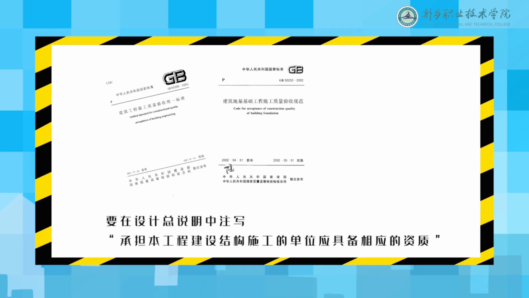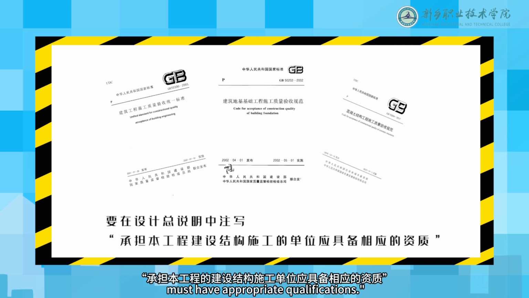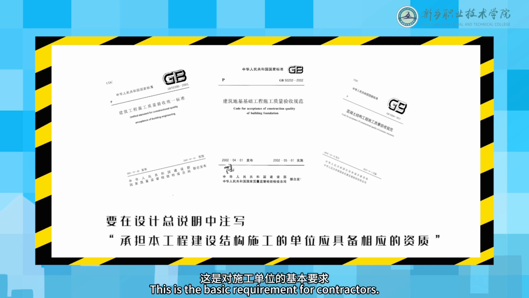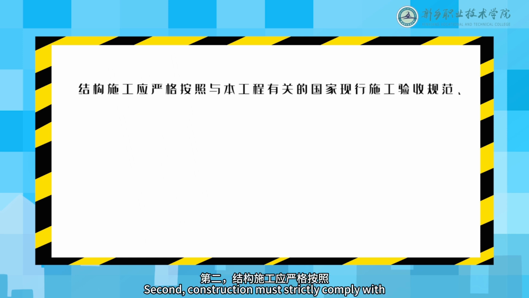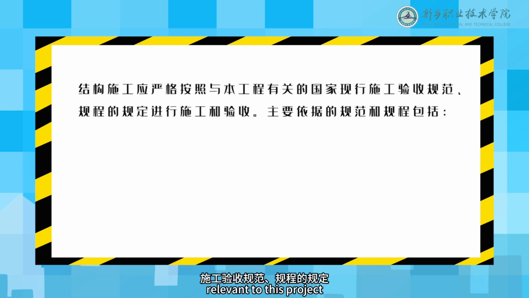First, the General Design Specifications must state that the contractor undertaking this project must have appropriate qualifications. This is the basic requirement for contractors. Second, construction must strictly comply with current national codes and standards relevant to this project for construction and quality acceptance.